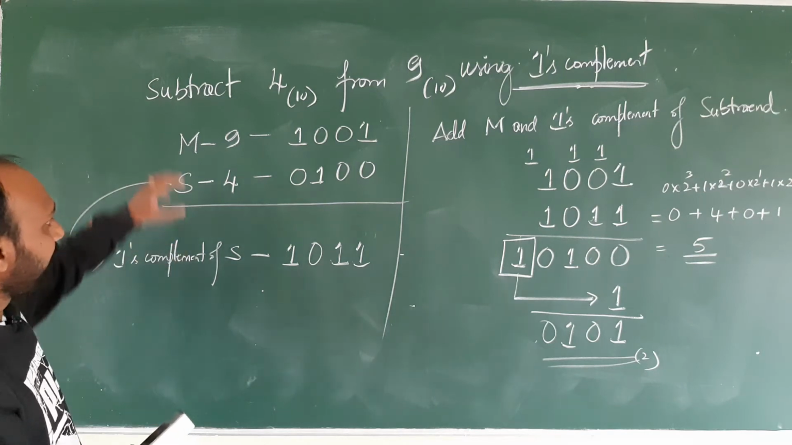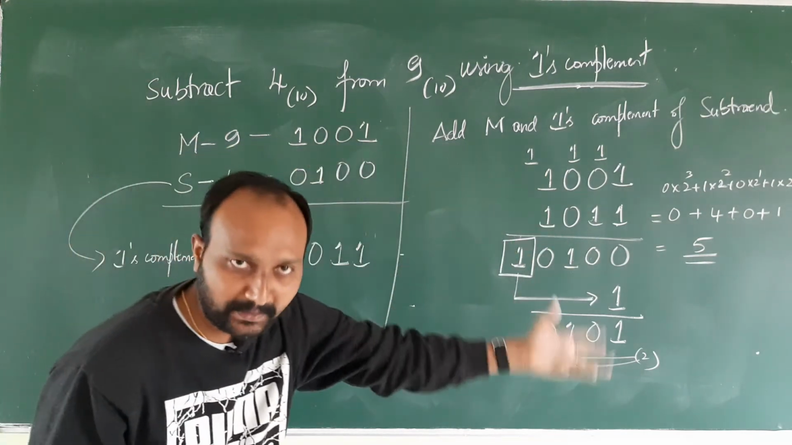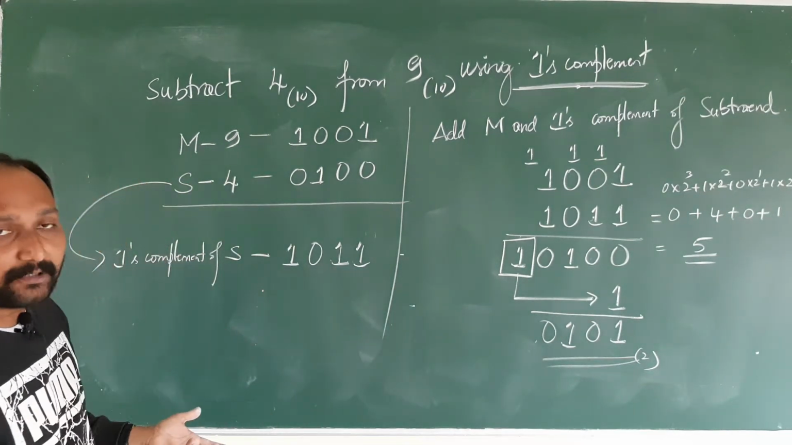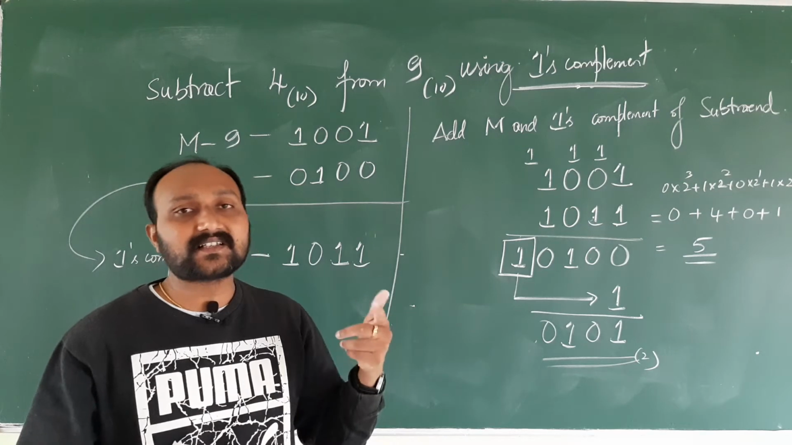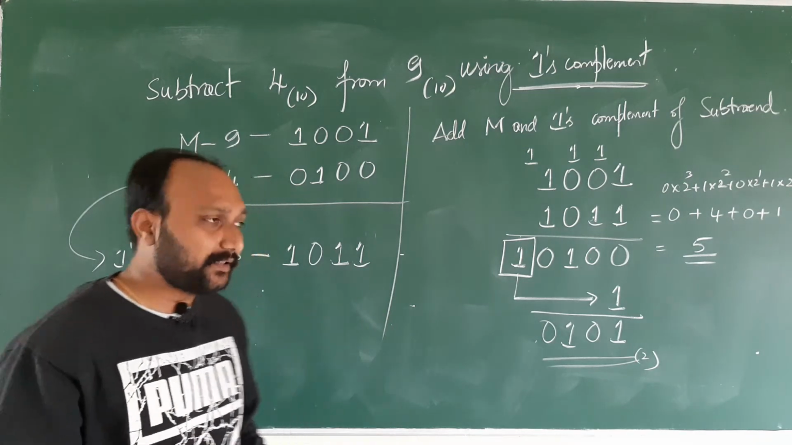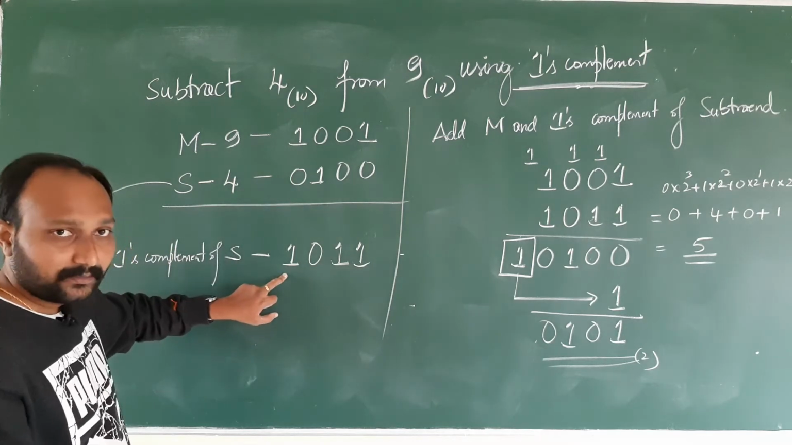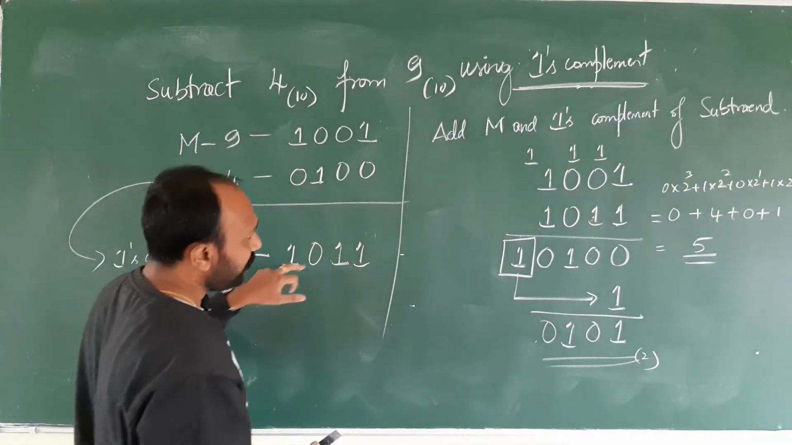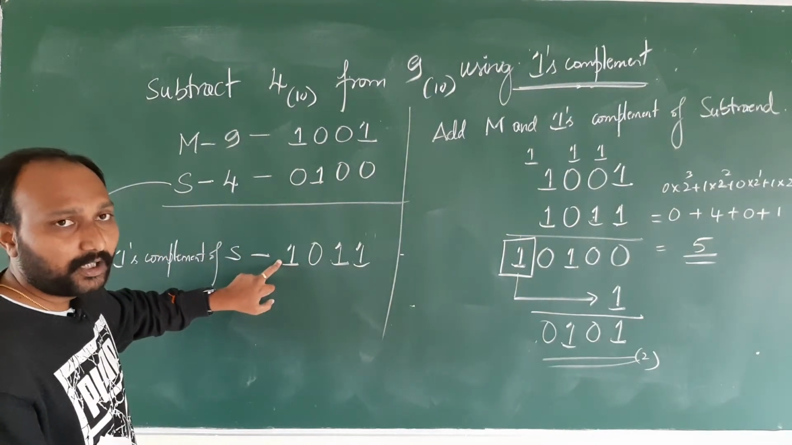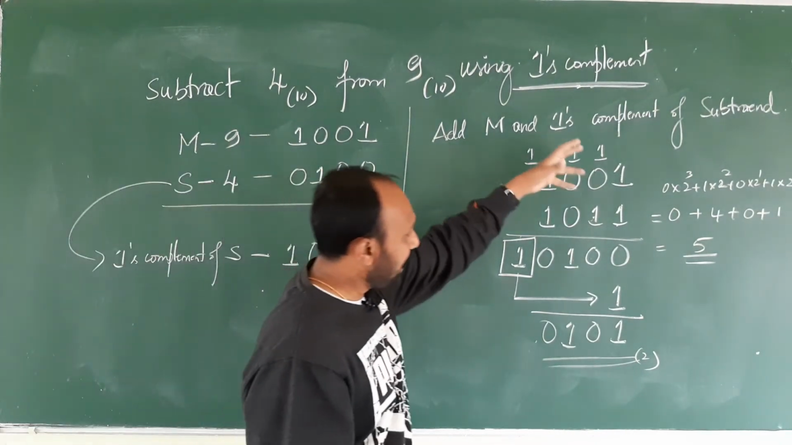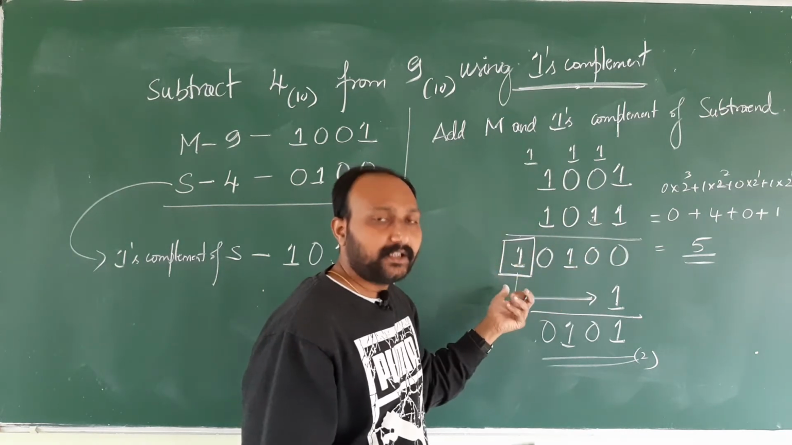Please notice here. First of all, in case they have given you the decimal value, we need to convert it into binary. After converting them into binary, we need to decide which is the minuend value and which is the subtrahend value. After deciding that, we need to consider the 1's complement of the subtrahend first. Second stage, we need to add the minuend plus the complement we got for the subtrahend.